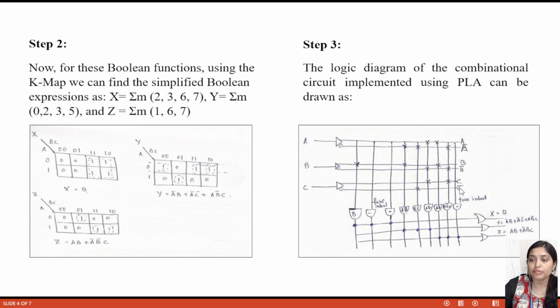Okay, now we have to find out how many AND gates we will use. You can see that in the case of X, there is only one expression, B, but in the case of Y, there are basically 3 min terms, and in the case of Z, only 2 min terms. So we have to choose the maximum number of min terms. So here we will choose 3 AND gates per output.